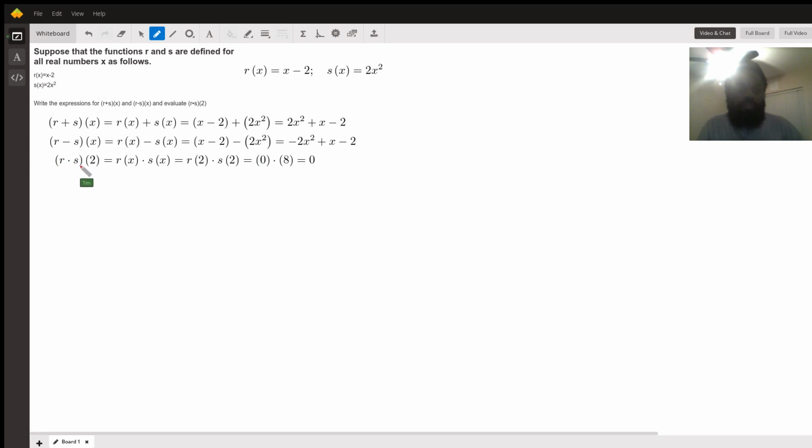Now we have R times S of 2. Rewritten as a composition, we're multiplying the function R times the function S. Okay? So when we find R of 2, it equals 0. We plug in 2 for S, we get 2 squared, which is 4, times the 2 on the outside, which is 8. 8 times 0 is 0. Okay.